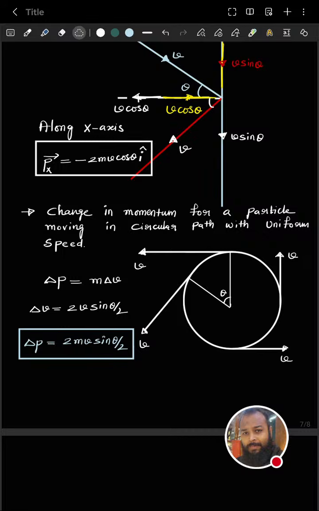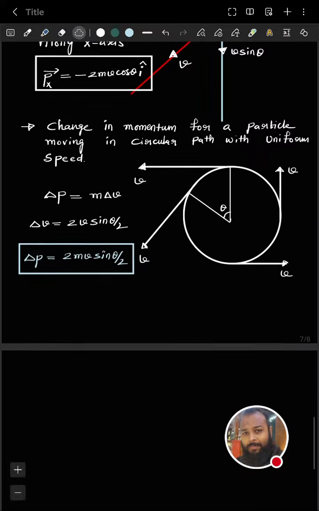Right. Now I would like to talk about impulse. We'll do impulse, and after that the remaining we'll discuss in tomorrow's class. Okay? It is important to understand impulse. What is impulse?